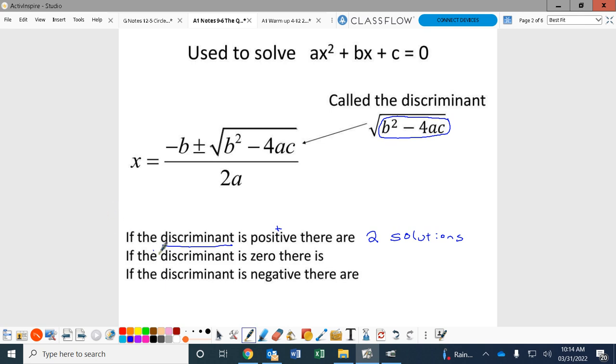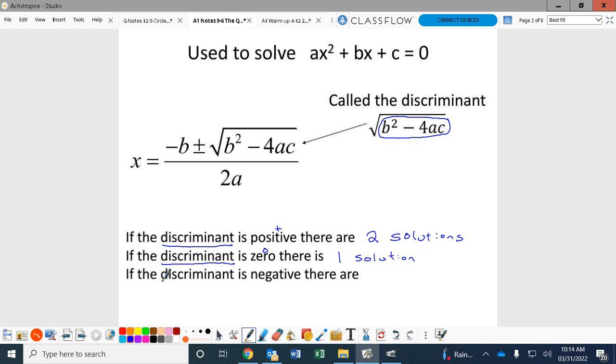Right? If that discriminant, the number under the radical, turns out to be 0, guys, can 0 have a positive case and a negative case? No. So when you have 0 as your discriminant, you're only going to get one answer, one solution.